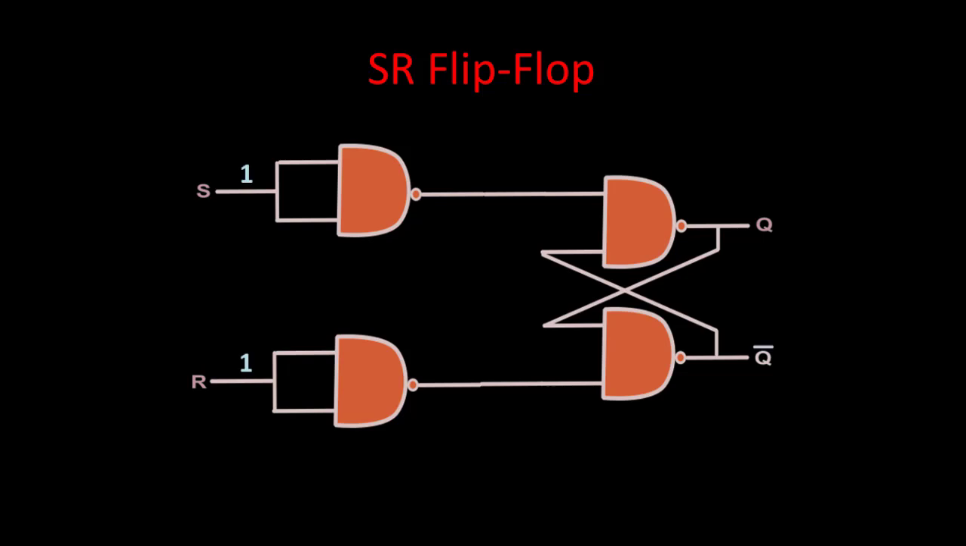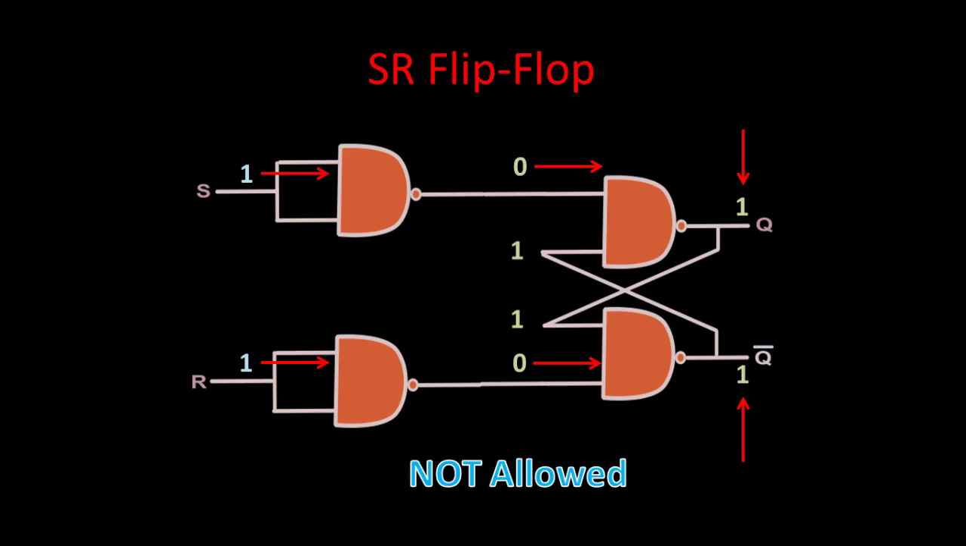Now let us go for the last combination, 1 1. With 1 1, the upper NAND gate and the lower NAND gate outputs will simultaneously become 0, because with 1 1 input of a NAND gate, the output becomes 0. Now with 0 input at both NAND gates of the output, Q and Q bar will simultaneously become 1. Even if we consider the feedback, the output will not change, it will remain 1 1. Because in a flip-flop the outputs should be complements of each other, but here we get both outputs the same, this state is not allowed.